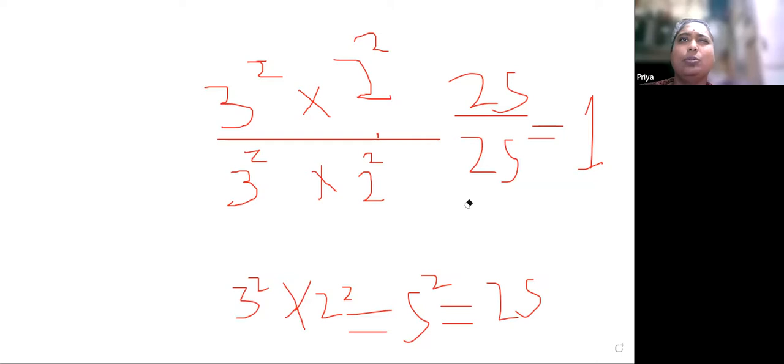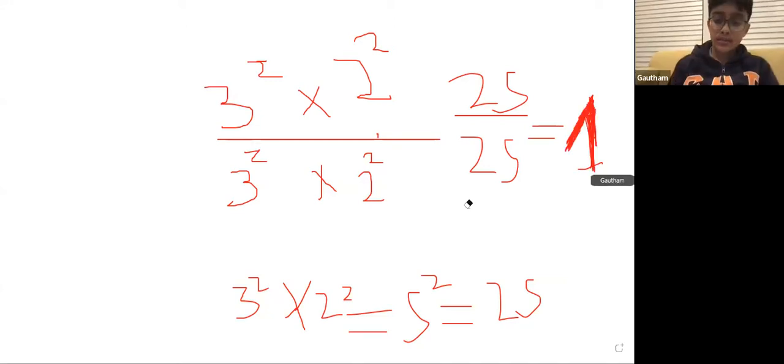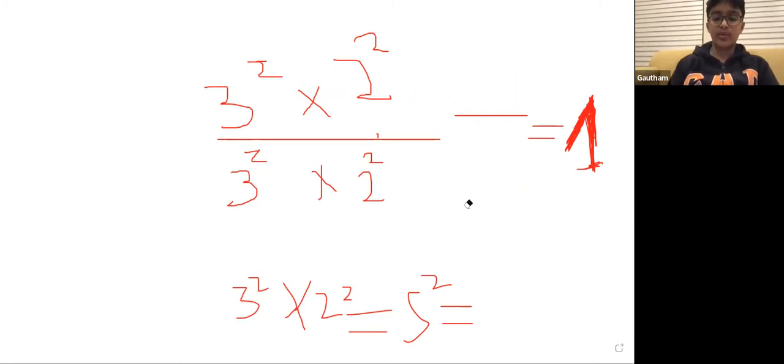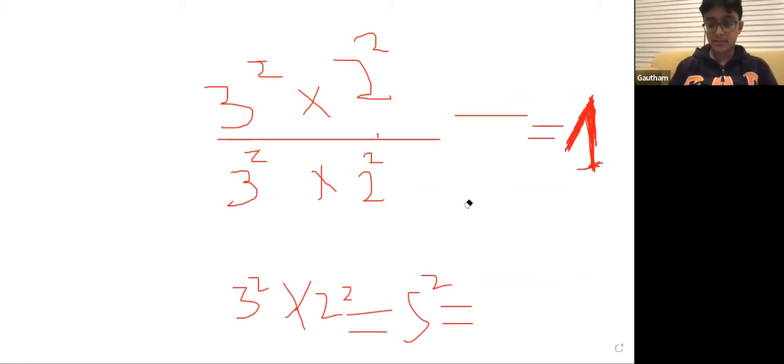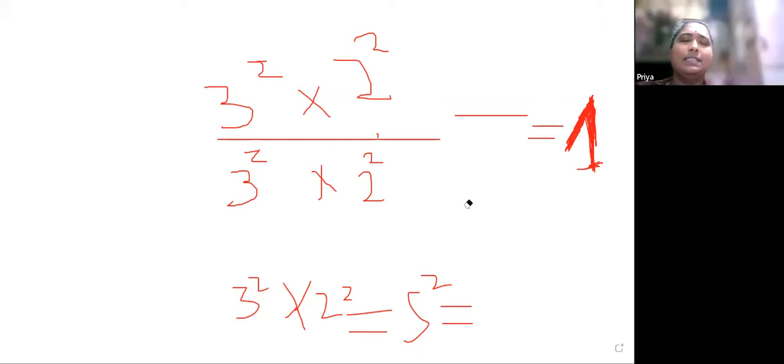And is 3 square into 2 square 25? What's 3 square? 9. 2 square? 4. Oh, 36. Those both equals 36 times. What is the simple way using law of exponents that you can do this? You can do it in one.